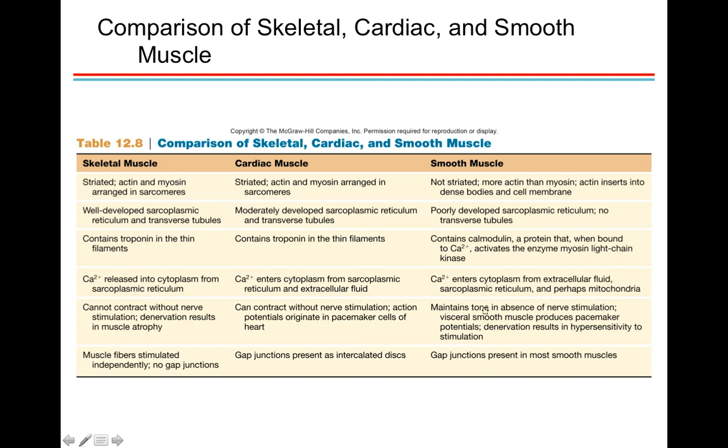And for smooth muscle, in the absence of central nervous system nerve stimulation, it can maintain tone. And there are some visceral smooth muscles that have pacemaker potentials. And critically, I want to point out that the cardiac muscle and the smooth muscle have gap junctions that allow for the muscles of the heart and the smooth muscle to contract as one unit. And skeletal muscle has no gap junctions.